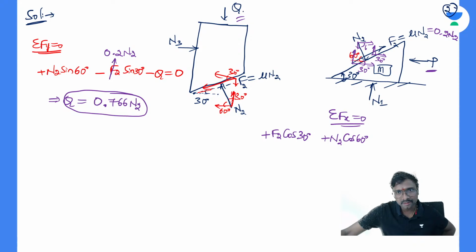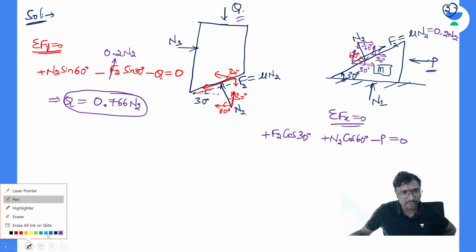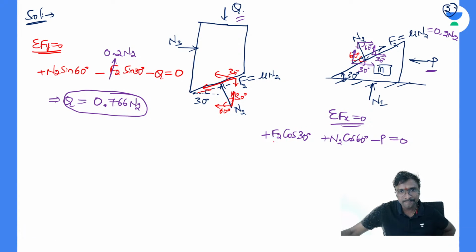This is your 60, and the other one is 30, right? P is on the left-hand side, so minus P is equal to 0. And if we substitute that F2, how can you substitute it? You can substitute F2 as 0.2 times this N2. And here we will get P also in terms of N2. P is 0.67 times this N2 when you simplify it, right?